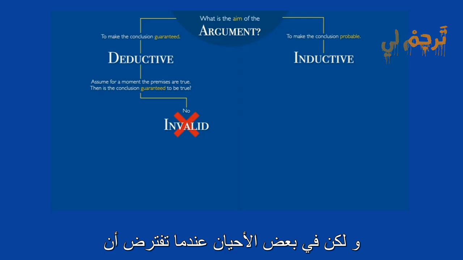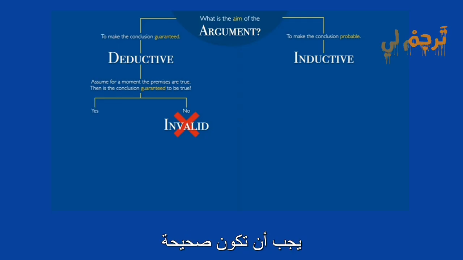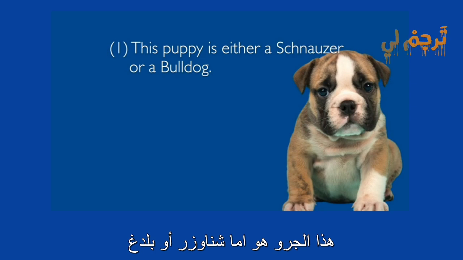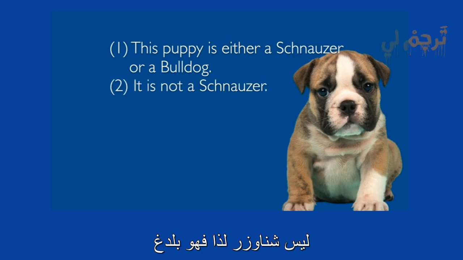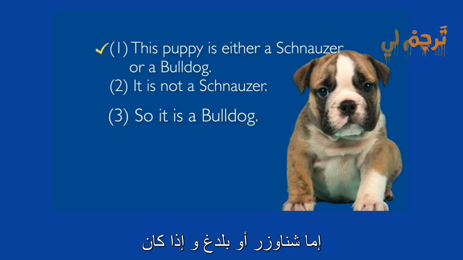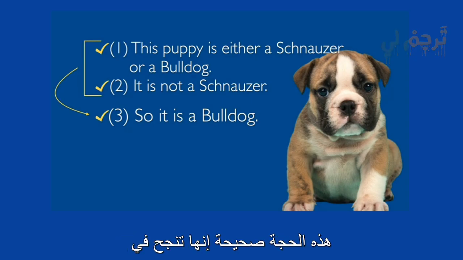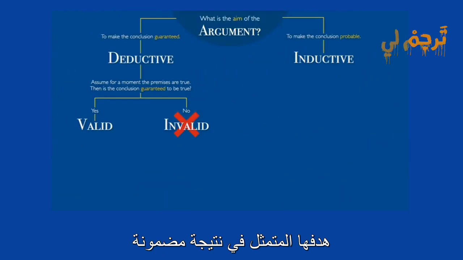But sometimes when you assume the premises are true, you can just see that the conclusion therefore has to be true. This is valid reasoning. For instance, this puppy is either a schnauzer or a bulldog. It's not a schnauzer, so it's a bulldog. Now, if it really were true this puppy is either a schnauzer or a bulldog, and if it really were true that it's not a schnauzer, well, then it would just have to be a bulldog. How could it be otherwise? This argument is valid. It succeeds in its aim of a guaranteed conclusion.